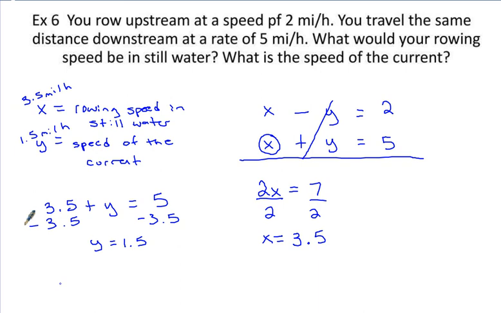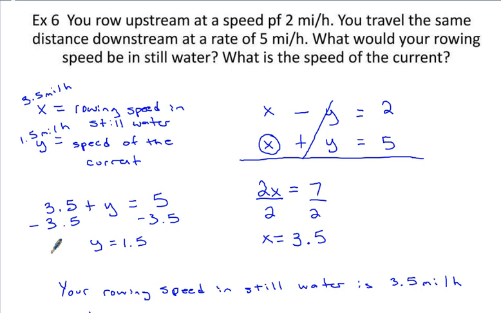What would your rowing speed be? So your rowing speed in still water is 3.5 miles per hour. And the speed of the current is 1.5 miles per hour.